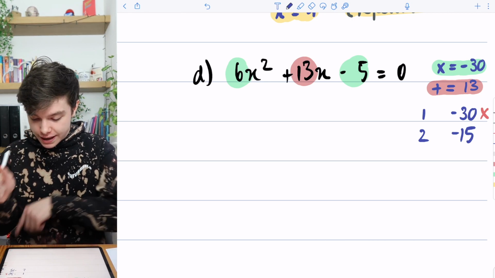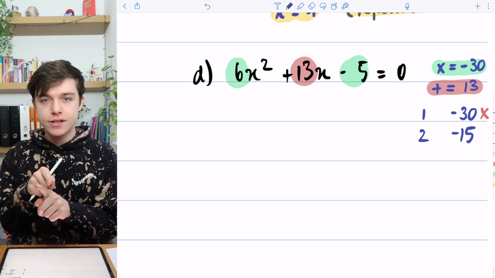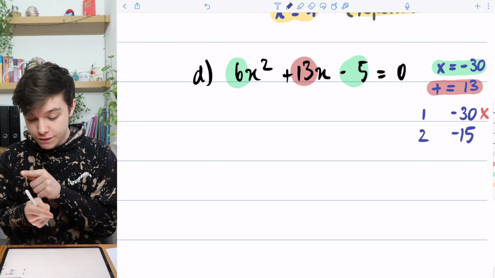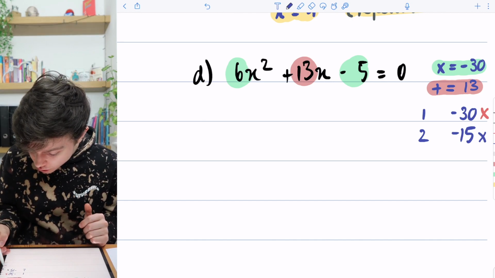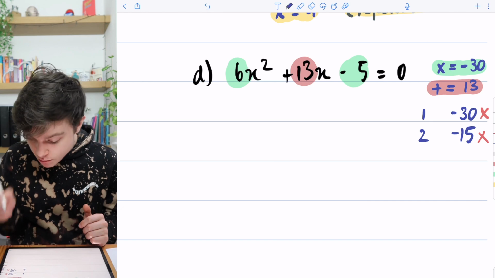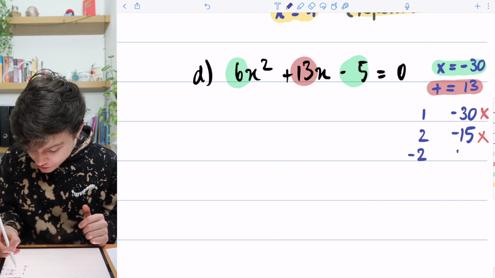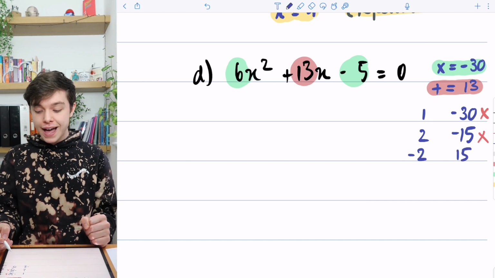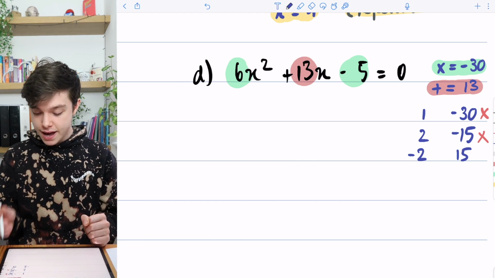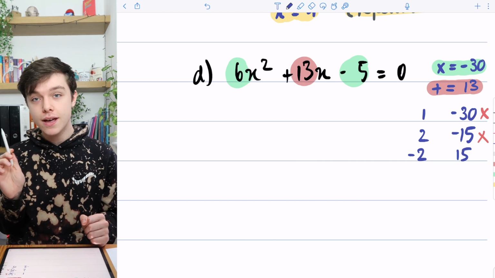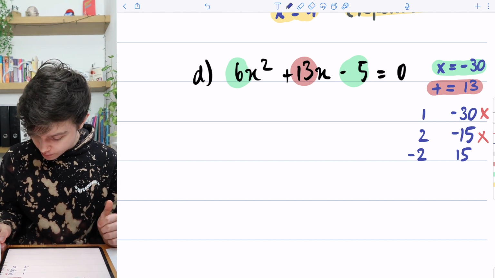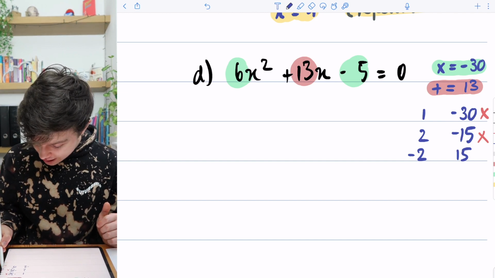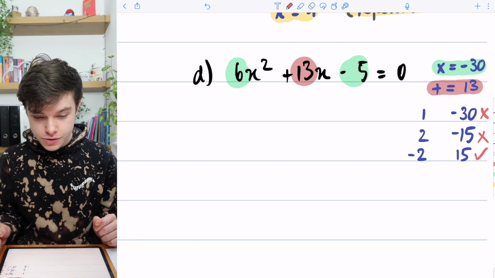So what we need to think is, well, I don't want it to be minus 13, I want it to be positive 13. So what I can do is I can say, well, that's not going to work, and we'll do that in red. But what does work is minus 2 times 15. That still times to give me minus 30, and it also adds to give me 13. So that is going to work. So I'm going to put a nice tick next to those.